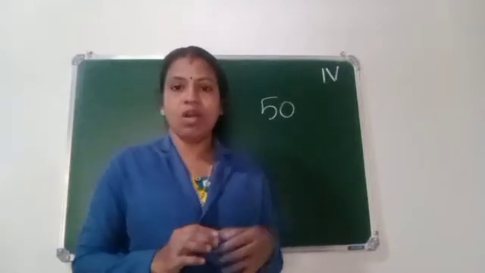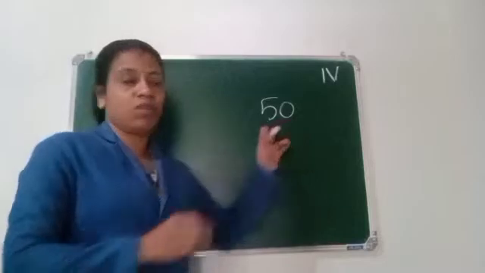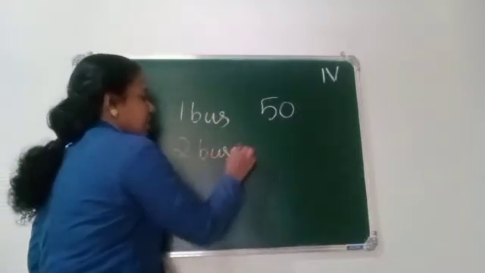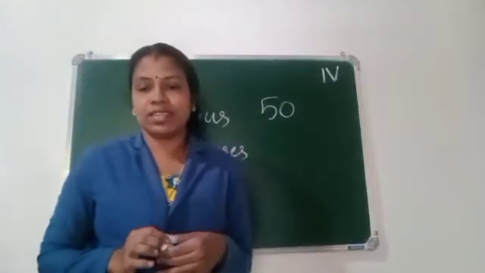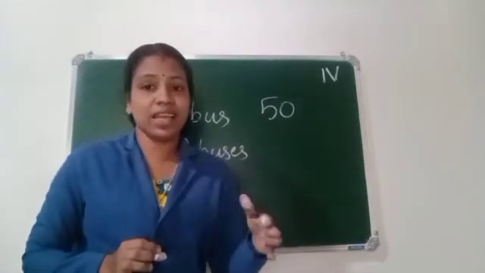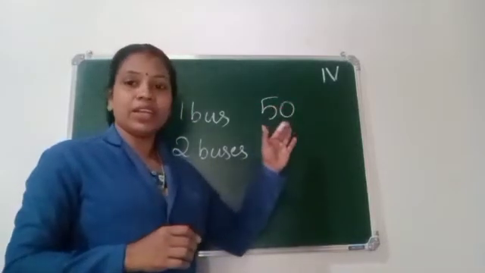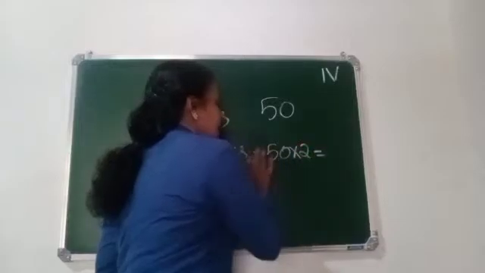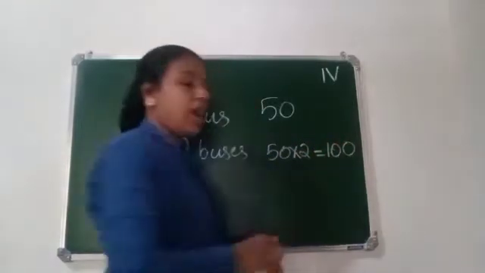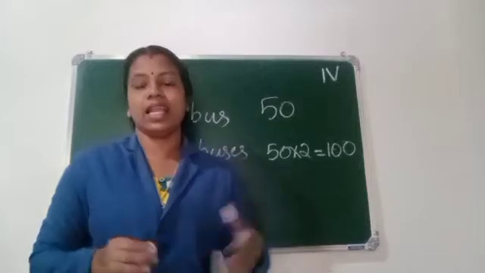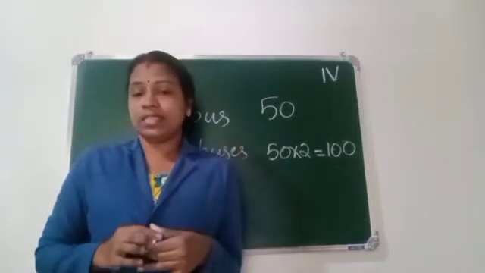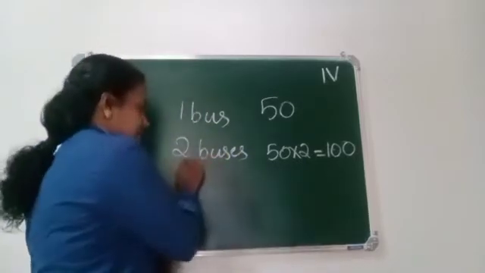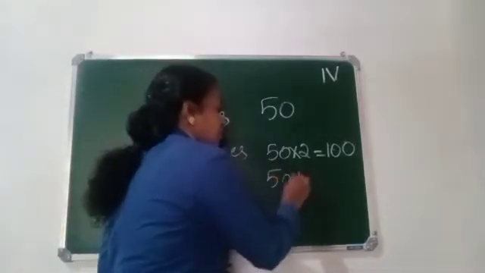Yes, it is very simple. One bus can take 50 children. Then two buses can take how many students? Yes, two buses can take 50 into 2, that is 100 children. Then total 210 children are there. Now 3 buses can take 50 into 3. What is that?